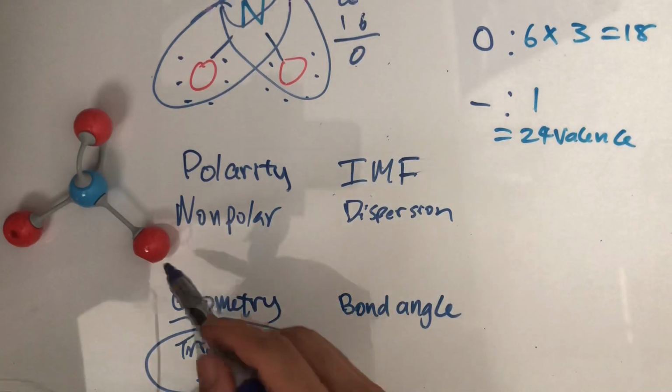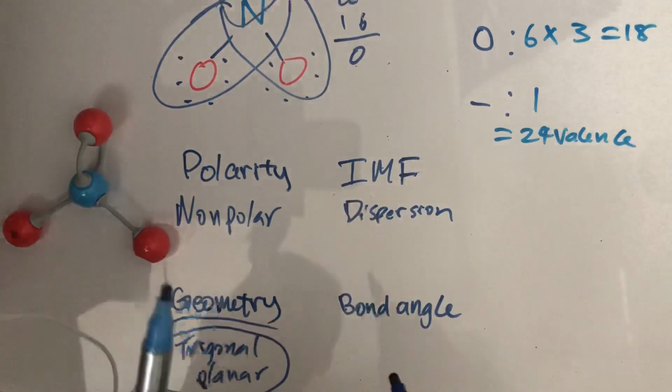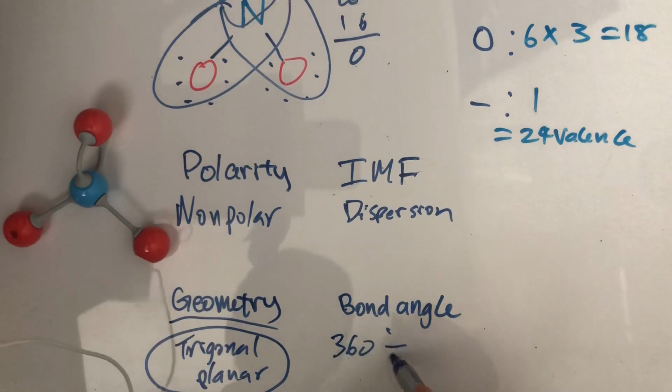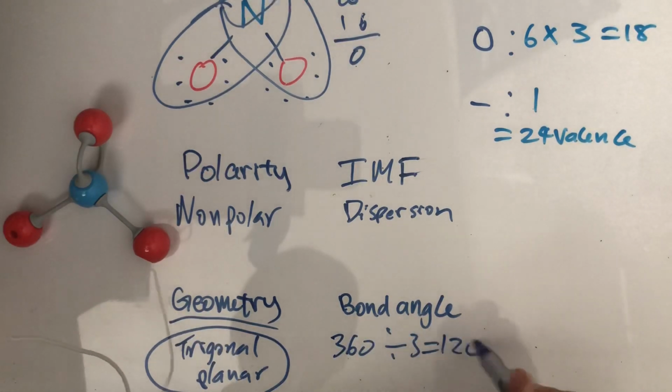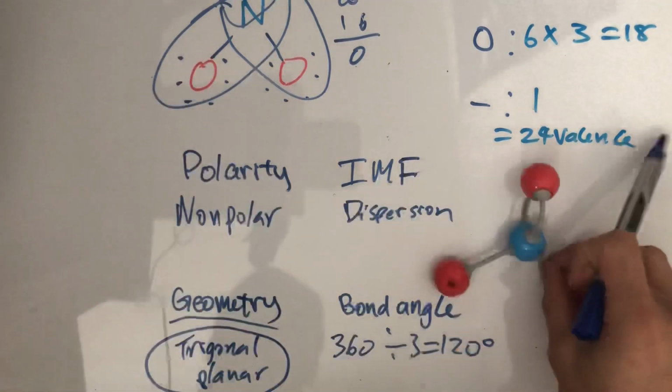And because there's 3 structural pairs and in this imaginary circle, there are 360 degrees. 360 divided by these 3 equals 120 as the ideal bond angle for our trigonal planar molecule.